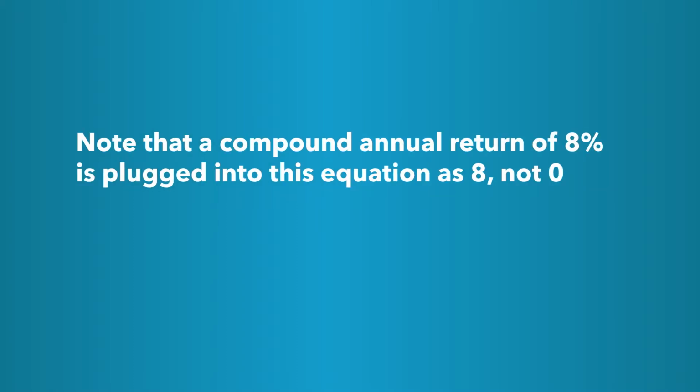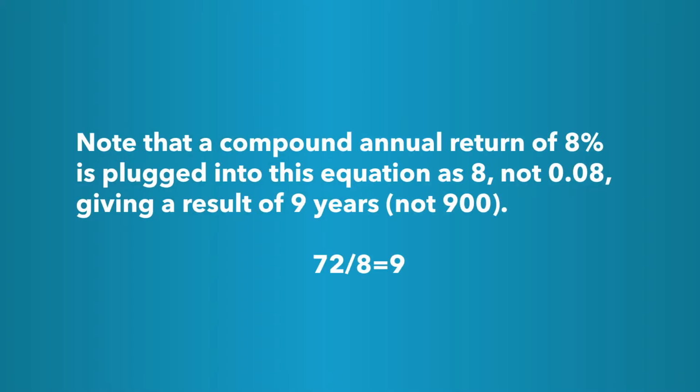Note that a compound annual return of 8% is plugged into this equation as 8, not as 0.08, giving a result of 9 years, not 900. Breaking down the Rule of 72.